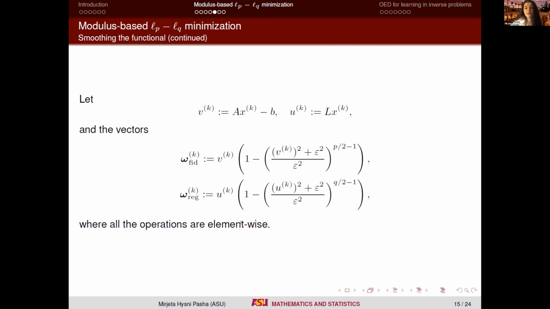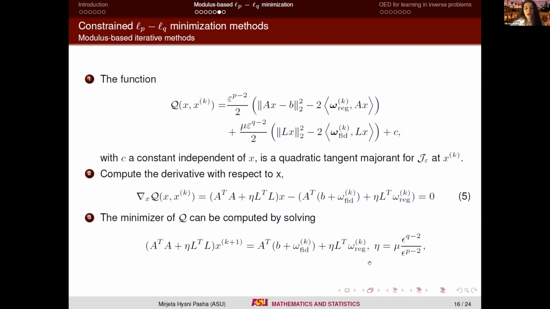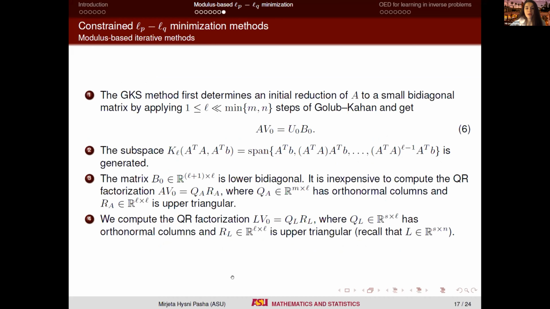This can be done by defining some weights, and then once you have the weights, you can transform your problem basically to some L2 problem that can be solved. This can be computationally very expensive. So what we do to remedy this difficulty is solve this in a generalized Krylov subspace. We start with a small subspace, and then at each iteration we enlarge the subspace until convergence.